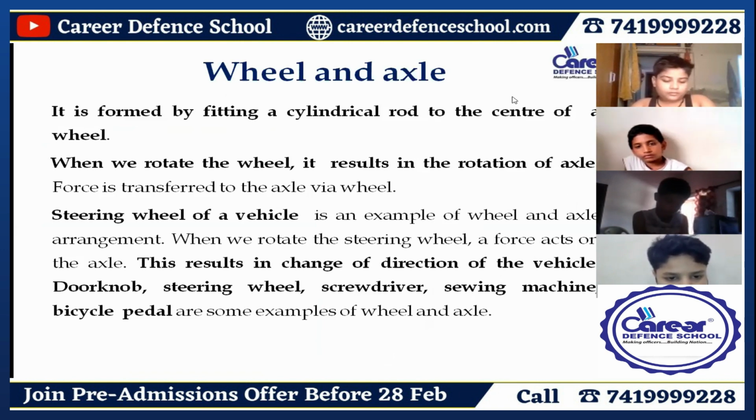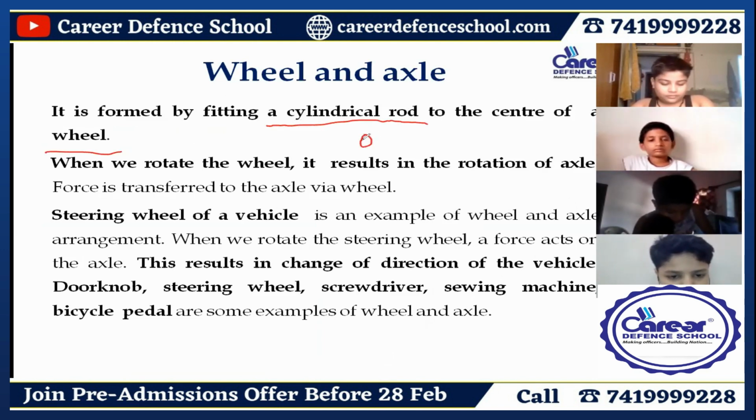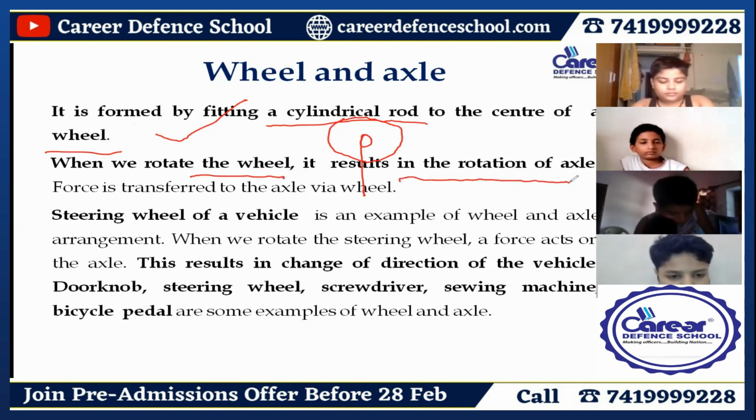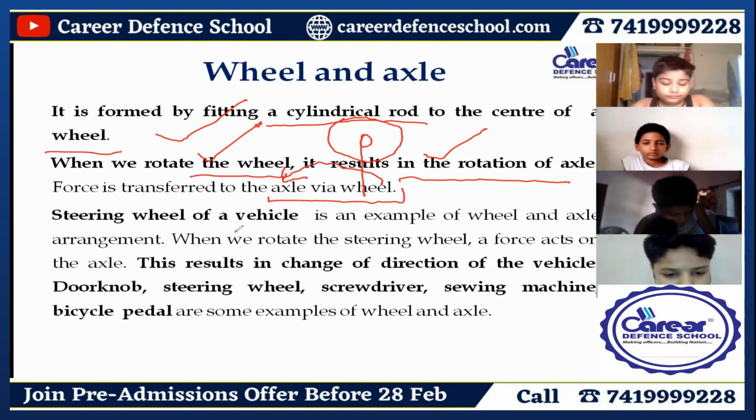Now let us discuss its definition. What is a wheel and axle? It is formed by fitting a rod at the center of the wheel. You have to fit a rod at the center of the wheel. It makes the wheel and axle. When we rotate the wheel, it results in the rotation of the axle. When you rotate the wheel, what does it rotate? It rotates the axle. Force is transferred to the axle by the wheel. Through the wheel, where is the force exerted? On the axle.